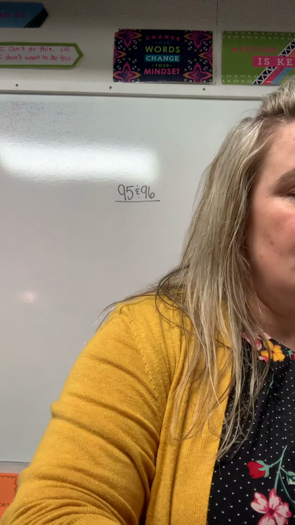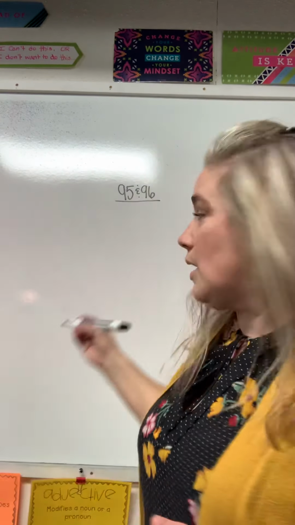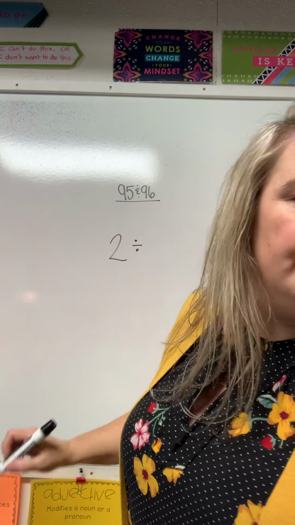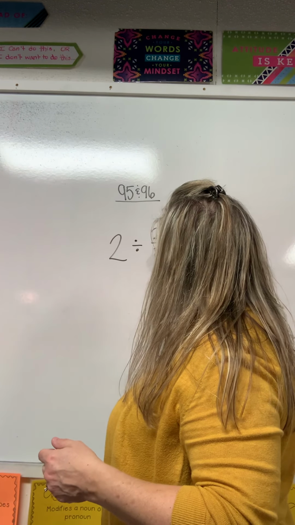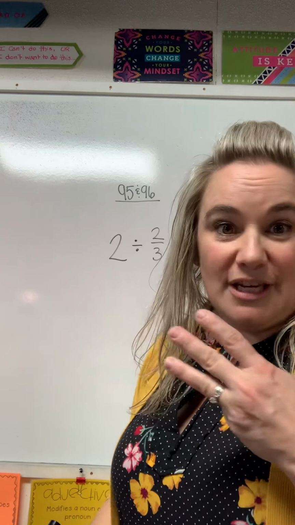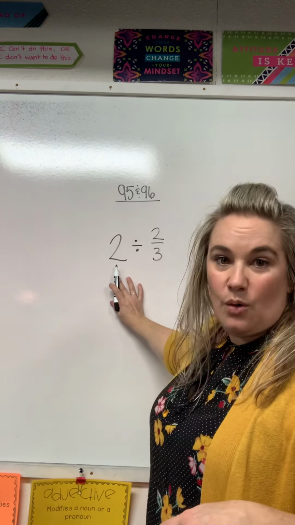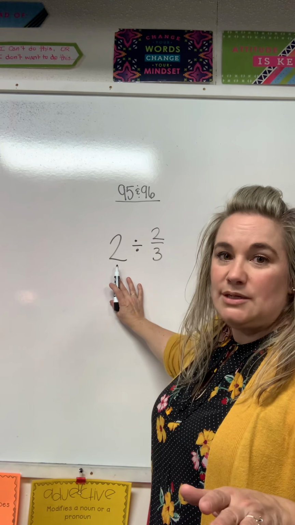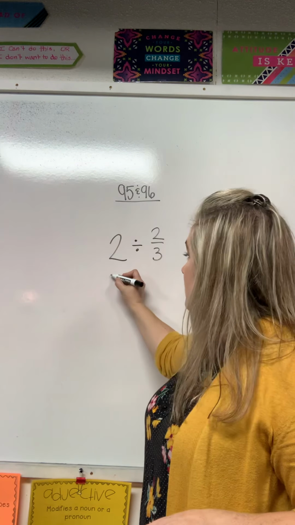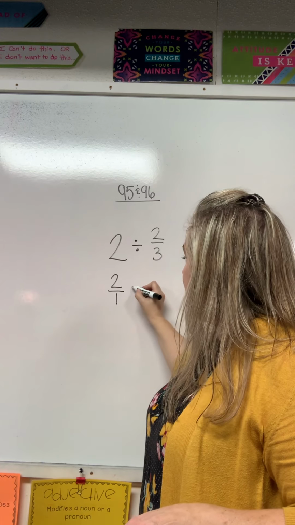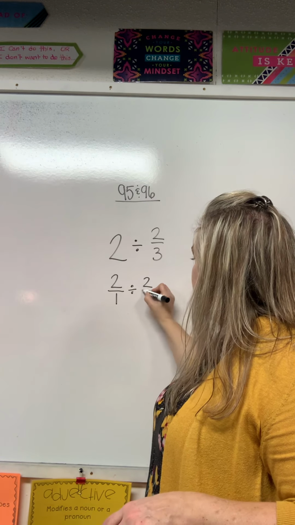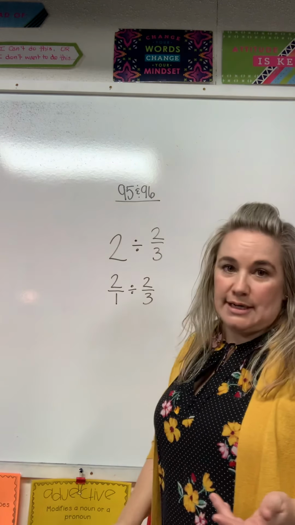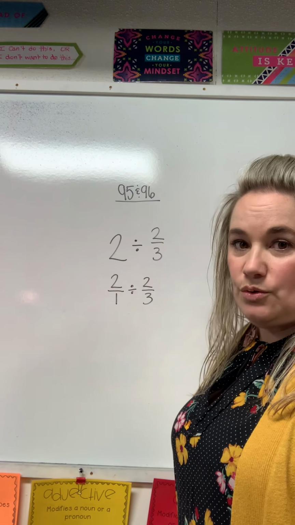It's really not difficult. Let's try a whole number one. Let's do 2 divided by 2/3. We're actually going to make 3 steps because we're starting with a whole number. What do we do when we have a whole number? We make it into a fraction by putting it over 1. So we're going to say 2/1 divided by 2/3. That's just asking how many 2/3 are in 2, or how many 2/3 are in 2/1.